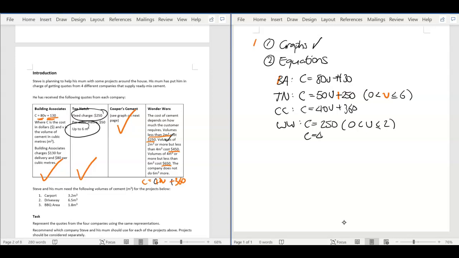C is equal to 450 when it's between 2 and 4. And the last one, C is equal to 600 when it's between 4 and 6. So just a note, I've been getting us to explain what these equations mean. We don't need to do that in our real internal. That's just to help us understand them a bit more. So our equations are done.